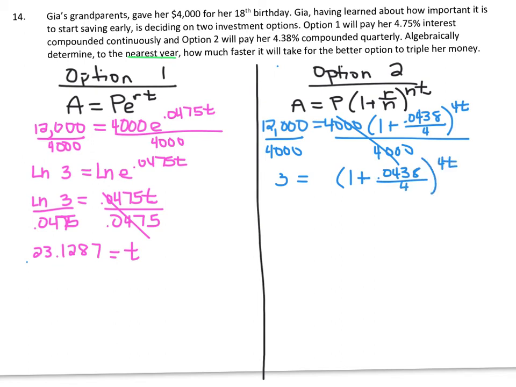Okay, now here, instead of using natural log, we're going to use just regular old log. The reason I'm going to put log in front of both sides of the equation is because the log allows me to take this exponent. It's called the power rule. It allows me to take my power and bring it to the front of the word log. So we have log of 3 equals, now the 4t comes to the front, so 4t times log of what's in the parentheses.